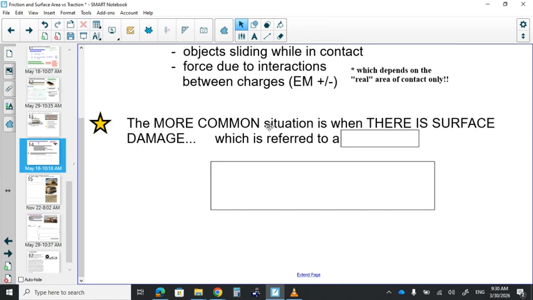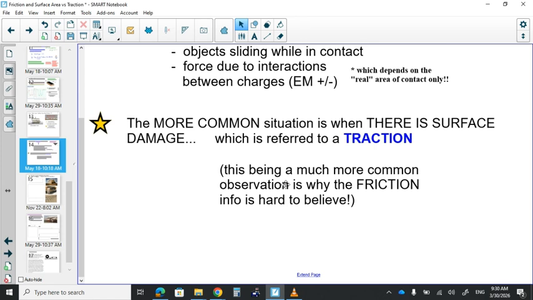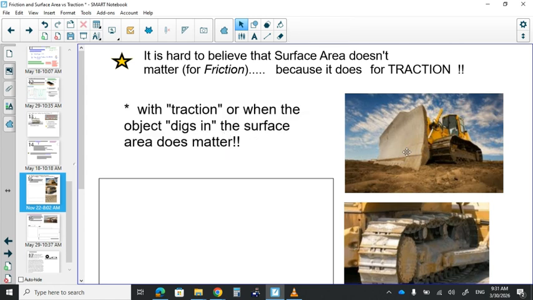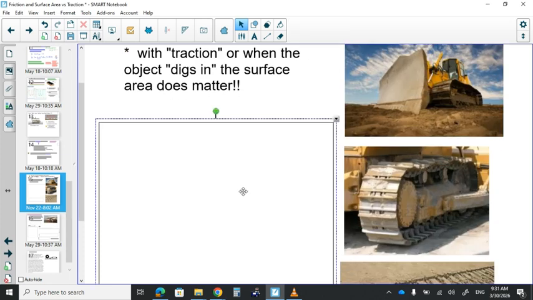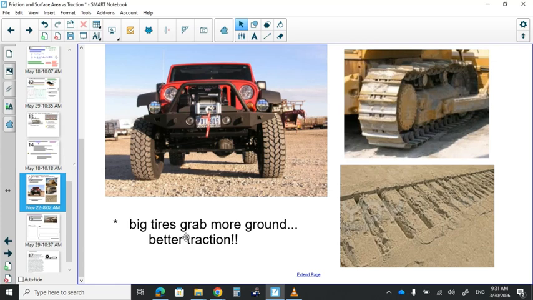So the more common situation is, of course, if there is surface damage, and that is when we start talking about traction. Okay? So traction is much more common in everyday life, which is why the friction reality of Ff just equals mu of n seems harder to believe, right? And so in traction situations, you're digging in, you're grabbing stuff. The surface area does matter, of course, right? There's an imprint left over showing that, and so bigger tires with big knobs grab more ground, get better traction, and so on, right?